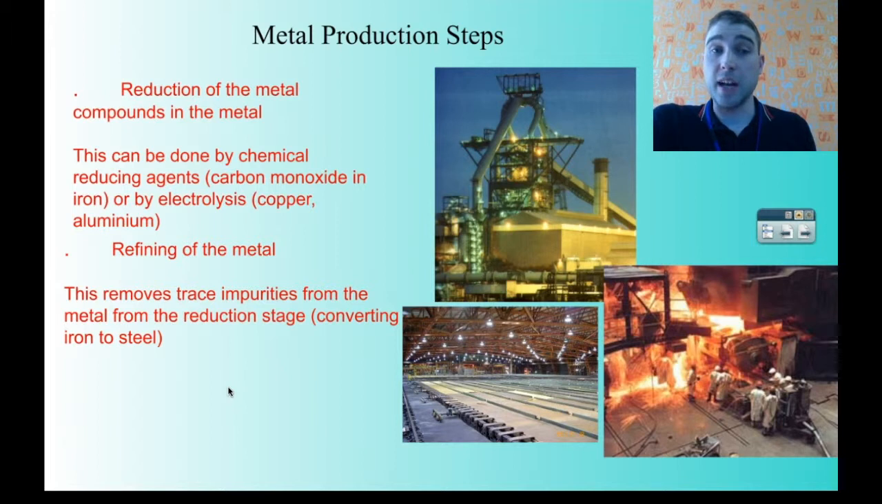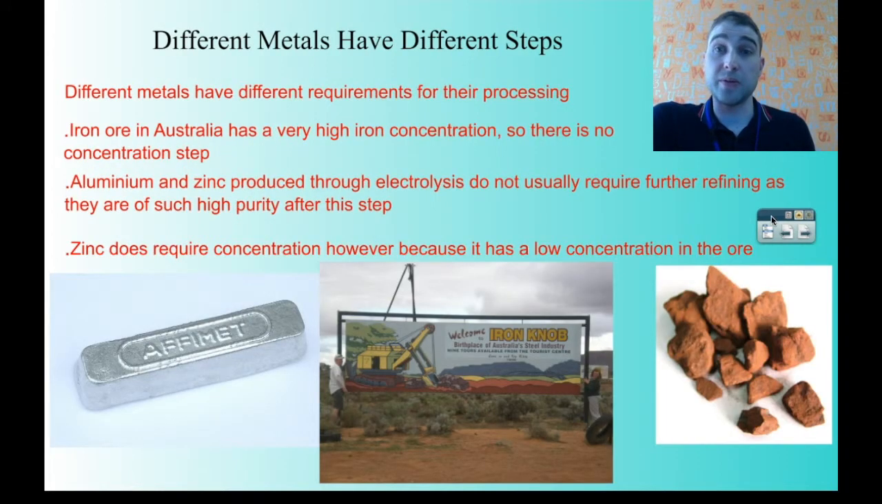The last step is refining. This will get rid of any trace impurities that are left over from the reduction stage. A good example of this is when you're converting iron to steel. Iron, as it comes out of a blast furnace, has a really high carbon concentration. To turn it into steel, you get rid of that carbon by blasting the iron with oxygen in what's called the basic oxygen steel process. That oxygen reacts with the carbon in the molten iron and gets rid of some of it, and that's how you produce steel.